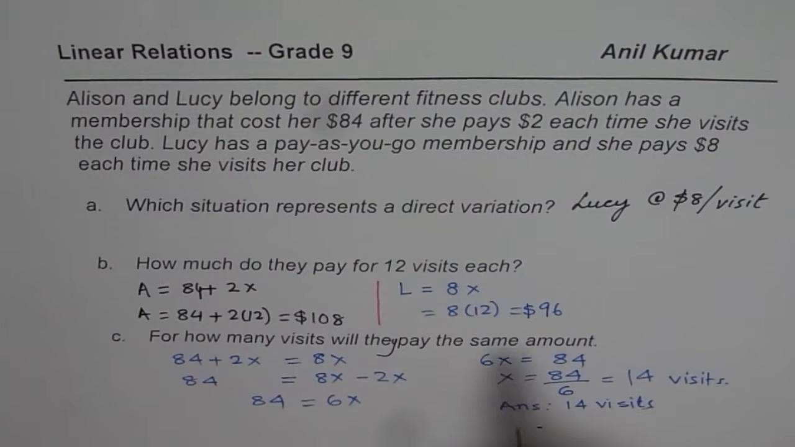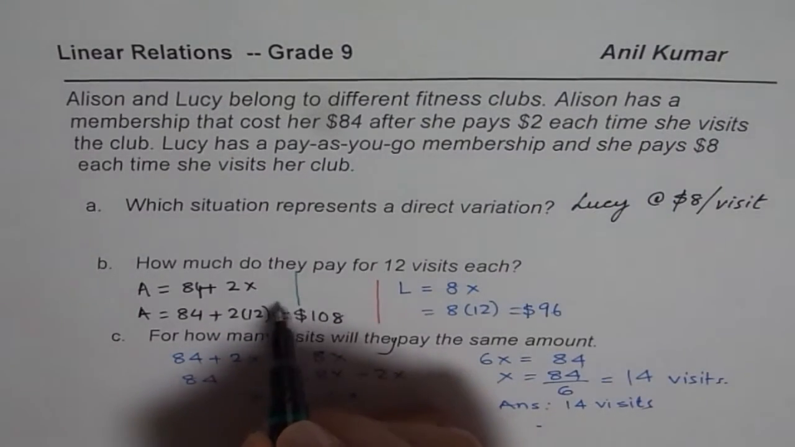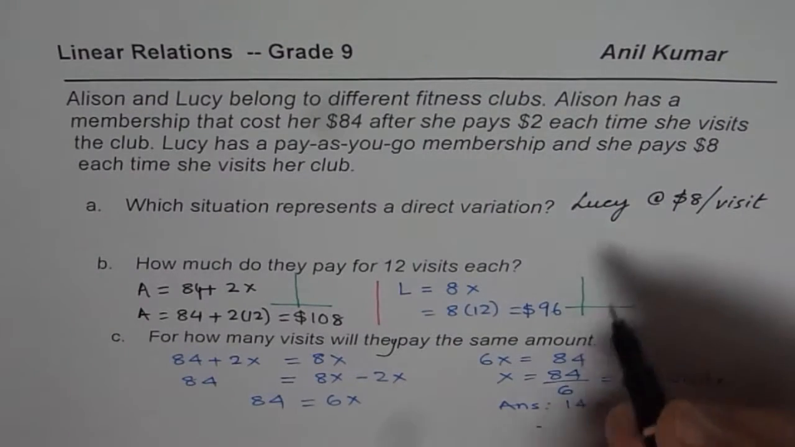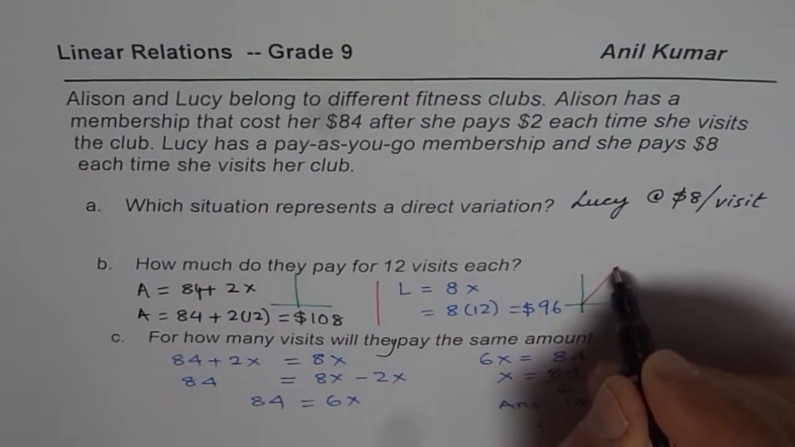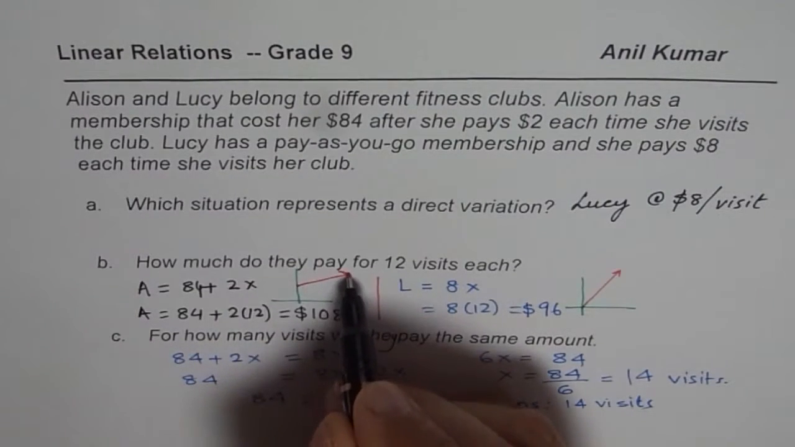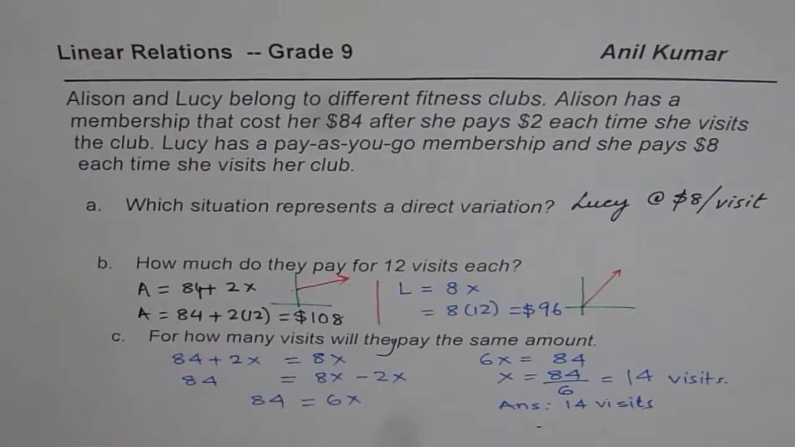Now, if I have to sketch the graph for both, for Allison and for Lucy, the graphs will kind of look like this. For Lucy, it's a direct variation, kind of like this. And for Allison, it is kind of like this, starting at 84, partial variation, correct? I hope that gives you a good idea about how to work out the problems which relate to direct and partial variation. I hope that helps.